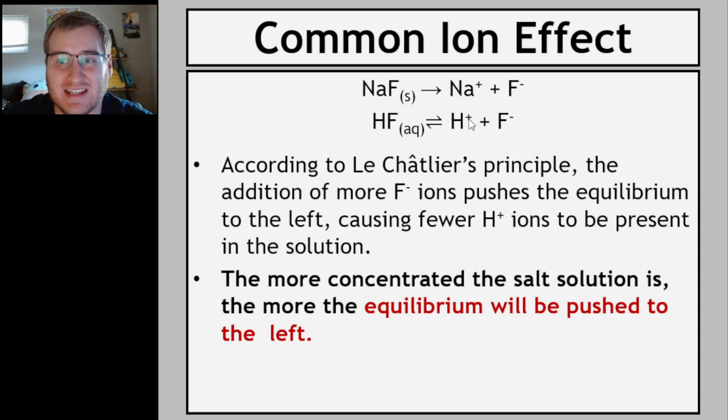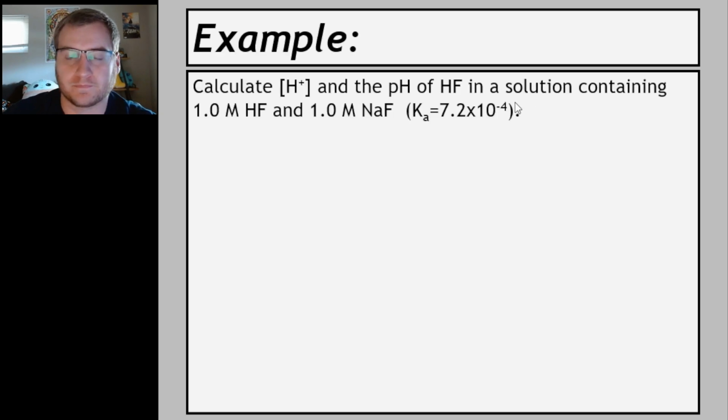What that means is H plus, the thing we're looking for to measure pH, there's less of this being produced. There's still some, but the common ion effect is going to cause fewer H plus ions to be in solution, which increases the pH. Let's do an example here. We're looking at the H plus concentration and the pH of an HF solution. So that one example we're just talking about.